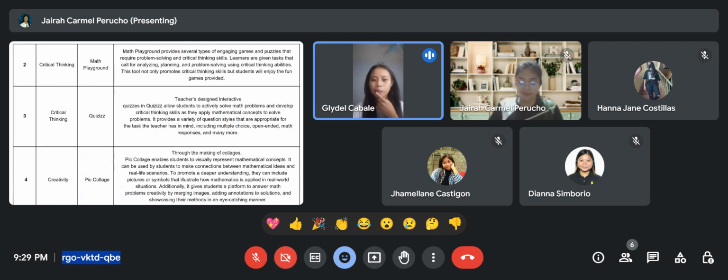For example, if you are to ask them to design acute angles with the use of pictures that they think represent that figure, and do it using Picolage. And for that, it actually bridges the gap between mathematics and the real world, which makes the lesson much more sensible.